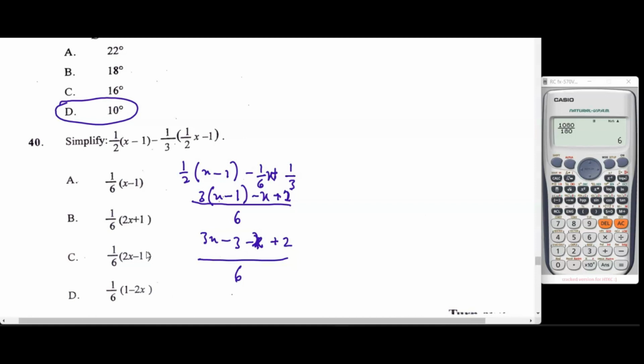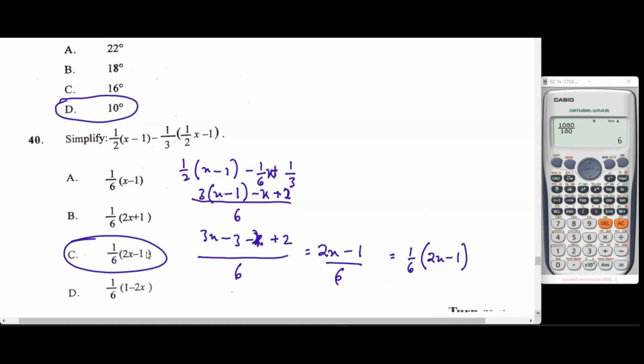When we regroup, we have 3x minus x, that will give us an answer of 2x. And then negative 3 plus 2 will give us negative 1, all on 6. So comparing whatever we have here with the possible answers, we can write this as 1/6 into bracket 2x minus 1, which is possible answer C.